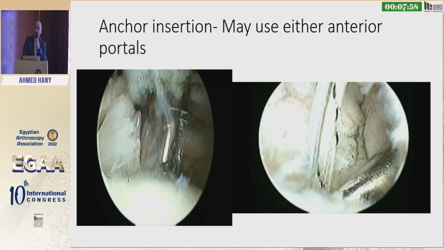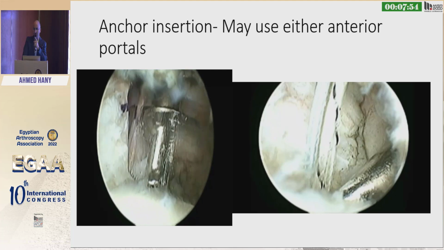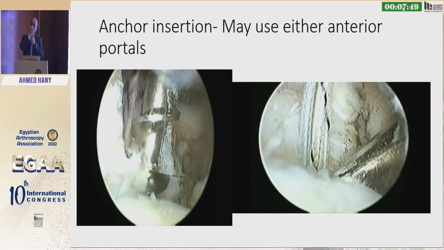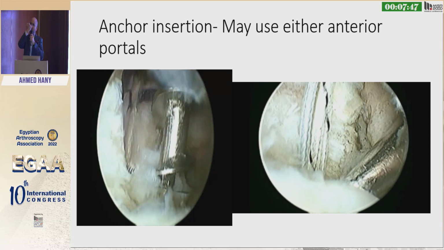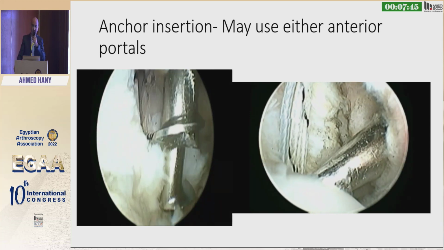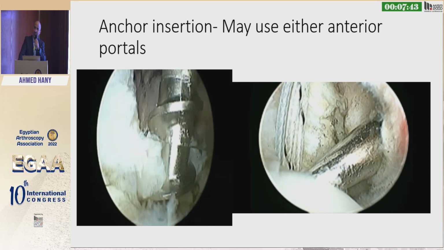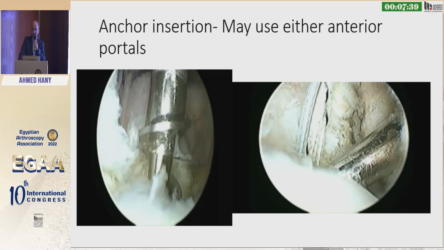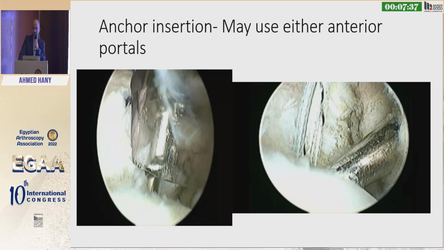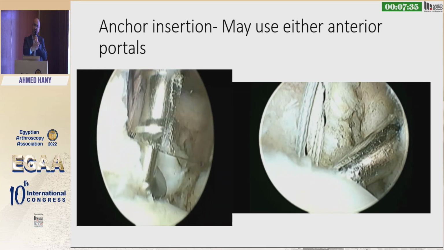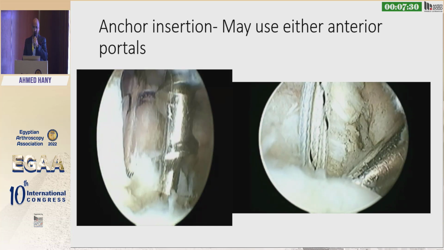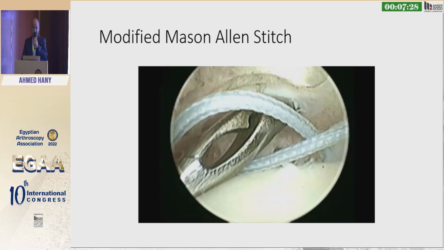Inserting the anchor. You can insert the anchor through either the anterior portal or the anterolateral portal. You can use either. If you're going to use the anterior portal, your hand has to be upwards and towards the nose or the jaw of the patient to avoid penetrating into the joint. So I use both, but right now I usually use the anterolateral portal. It's much easier for anchor insertion, and I then don't have to pull my sutures back again into the anterolateral portal. They're already there. It makes shuttling much easier.